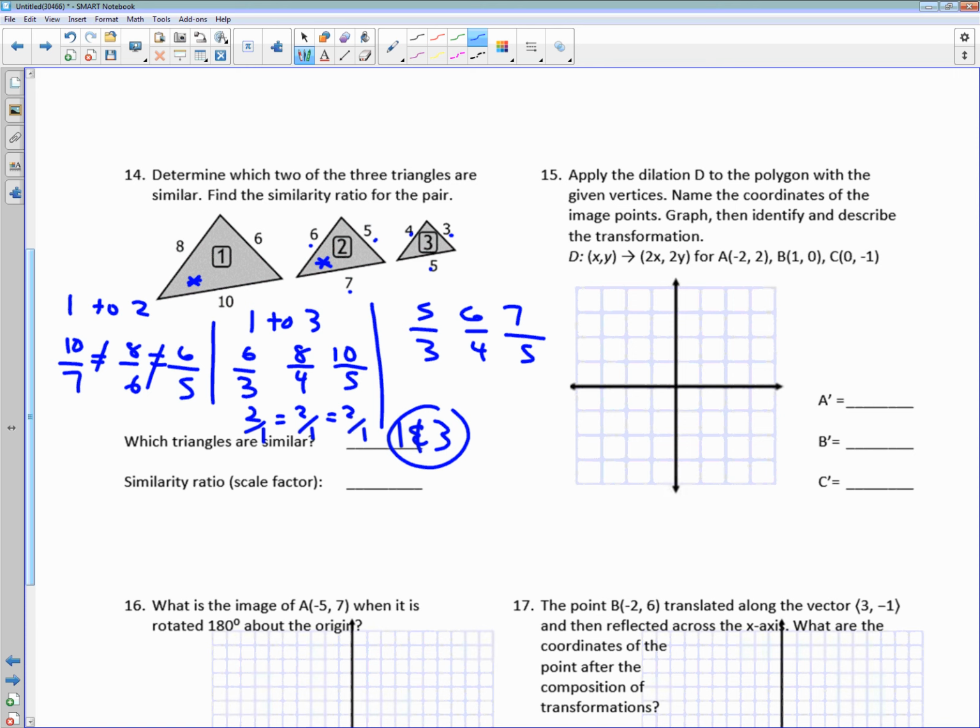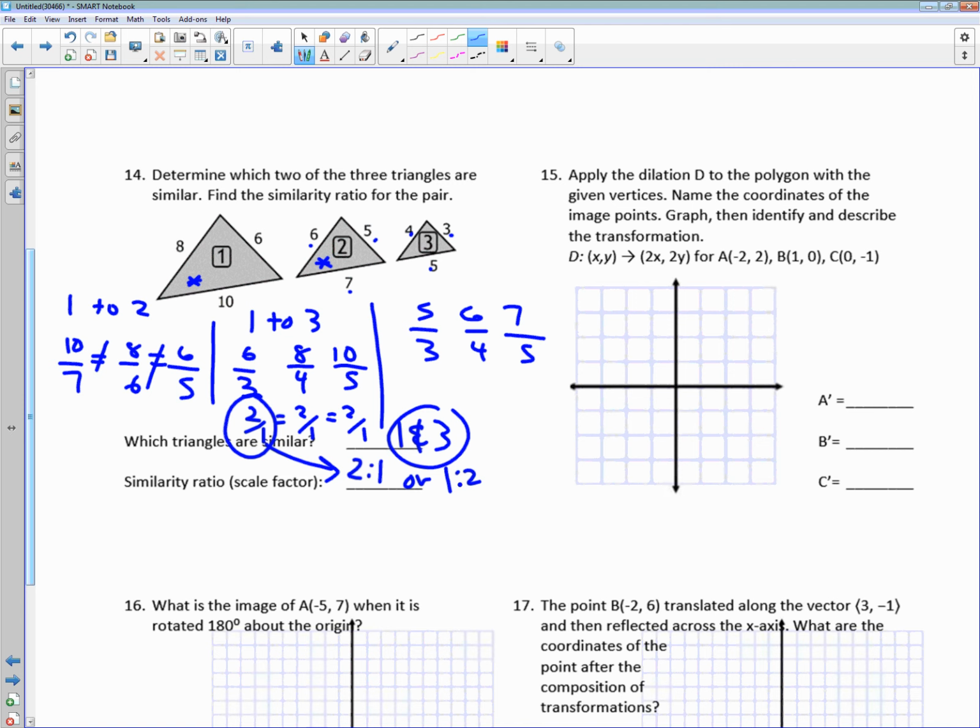So the similarity ratio is just the scale factor. So in this case, you could write 6 to 3 or 8 to 4 or 10 to 5, but in all cases, it's going to reduce to 2 to 1. If you want to compare small to big, you could also write 1 to 2.